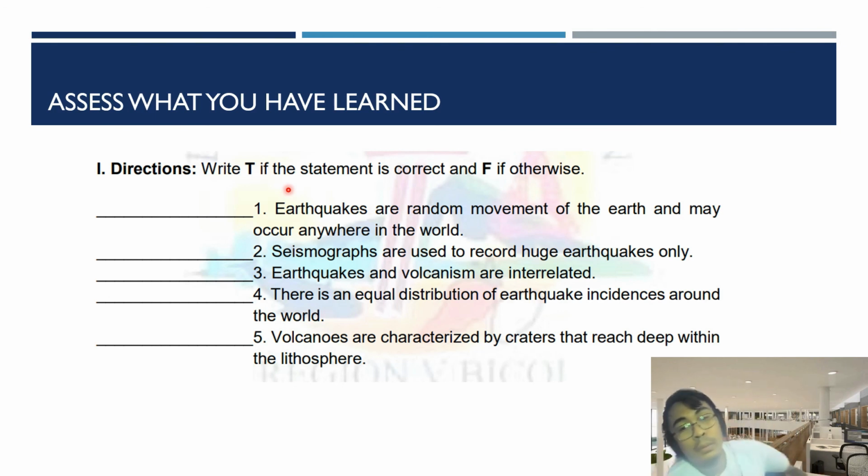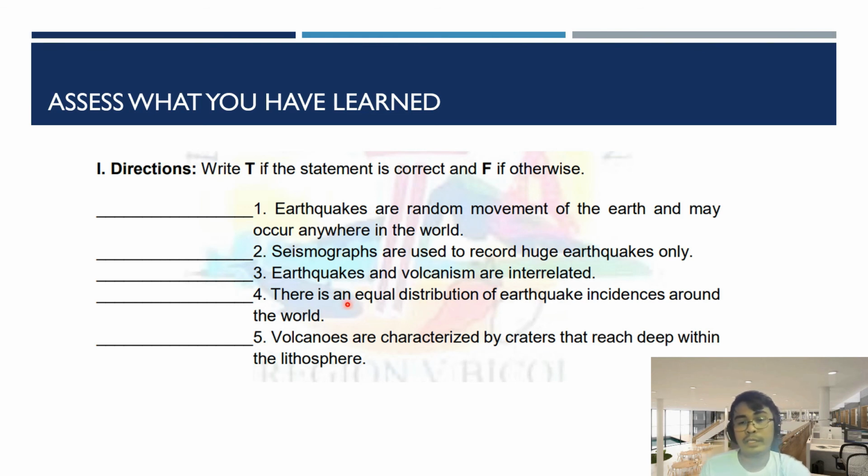Okay? So number 1, earthquakes are a random movement of the earth and may occur anywhere in the world. Okay? When we say random, hindi siya predicted. Meaning to say, iba-iba. Number 2, seismograph or seismograph are used to record huge earthquakes only. Is that true or false? Okay, number 3, earthquakes and volcanism are interrelated. May kinalaman kaya yung mga nangyayari sa mga volcanic activities with earthquake occurrence?